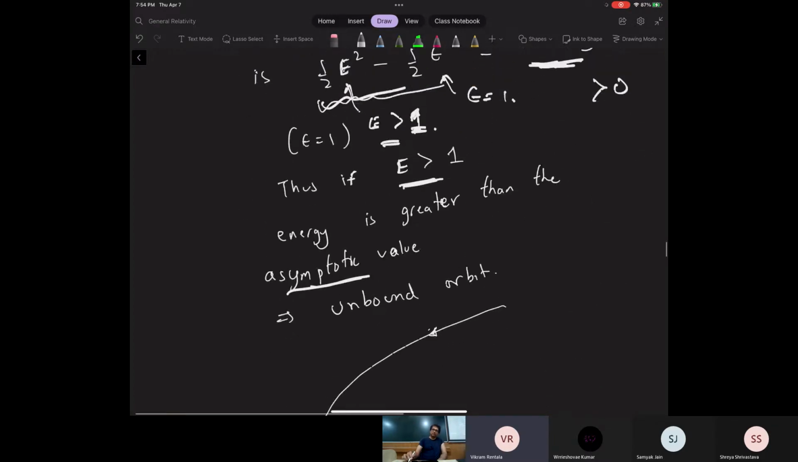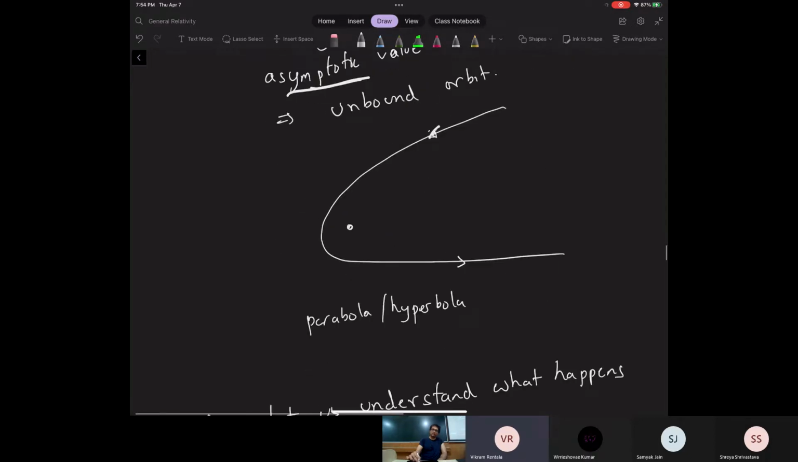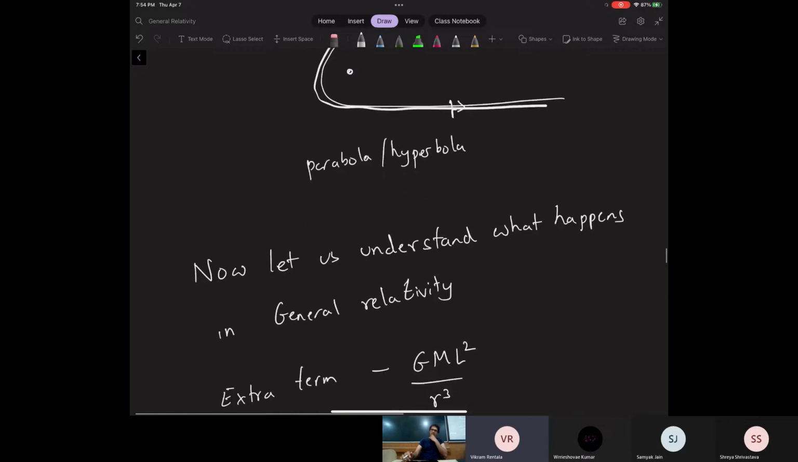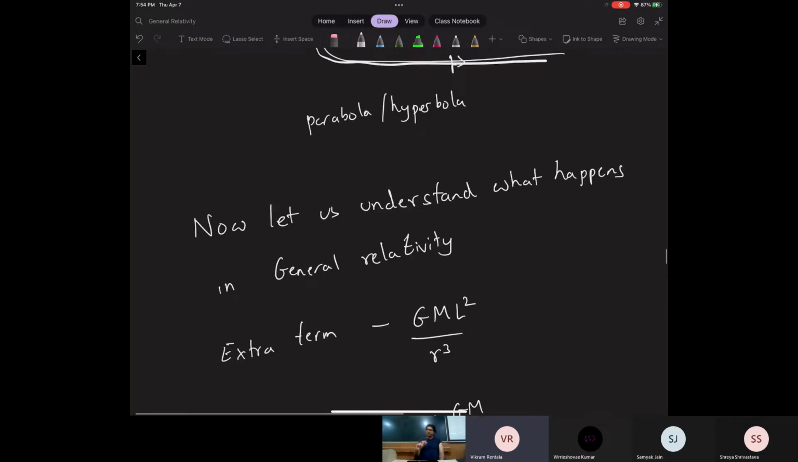Okay. So if E is greater than 1, then you will have these unbound orbits. In Newtonian gravity, these are like parabolas or hyperbolas where you come in and kind of escape off to infinity. Okay, now that we understand what happens in Newtonian gravity, let's contrast with what happens in general relativity.